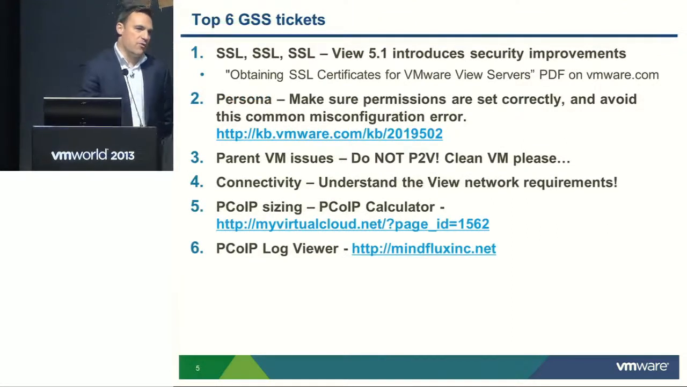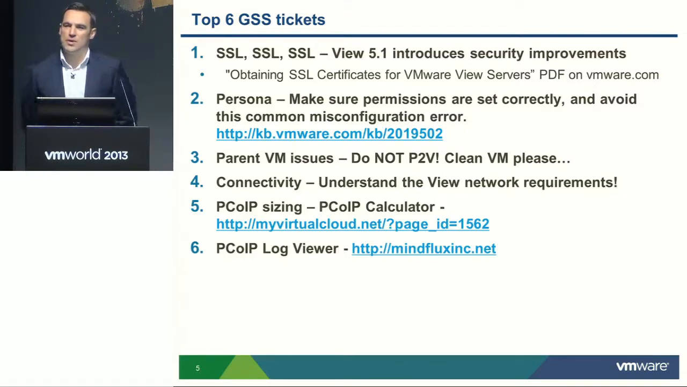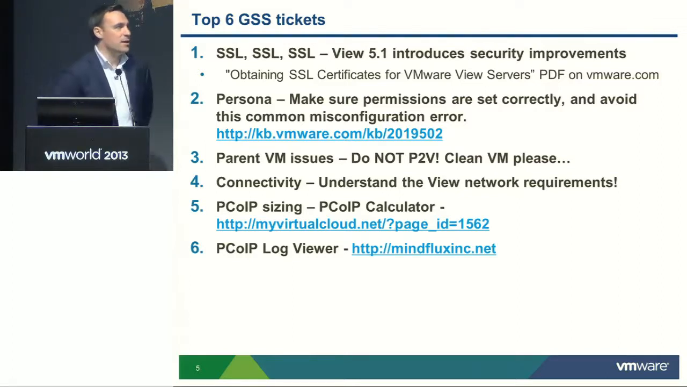One of the things we like to do each year for this session is to talk to our global support organization and say, what are the top 6 issues that you see? What are the most common support requests that you get around View? So this is really for people contemplating deploying or have just deployed View, the kind of things that you're likely to see. And the top one there really is SSL.